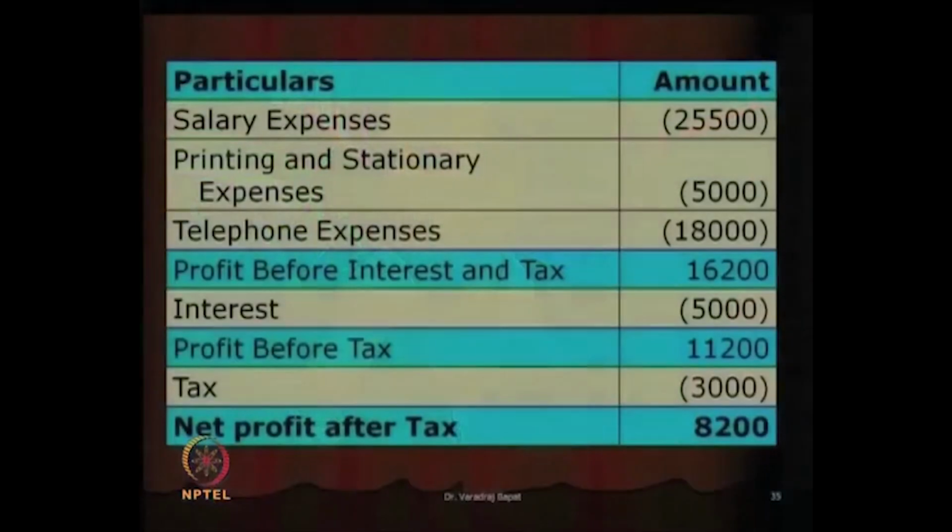So if you look at the format, from PBIT of 16,200, I pay interest of 5,000, I get PBT of 11,200, from which I reduce the tax of 3,000. So I get net profit of 8,200.